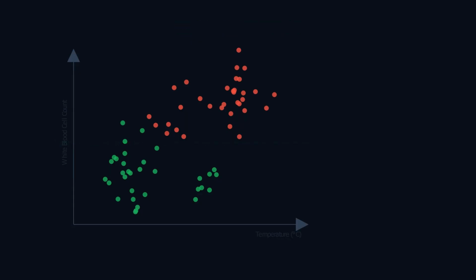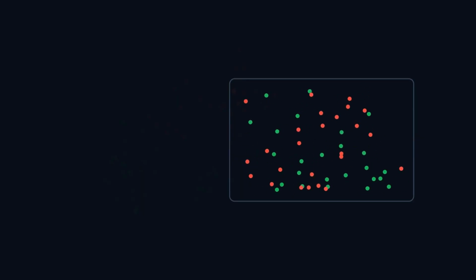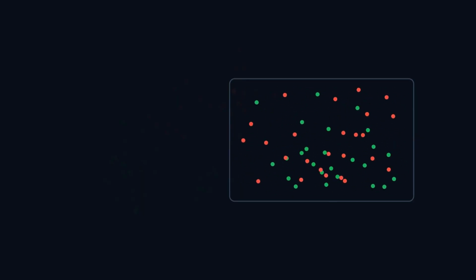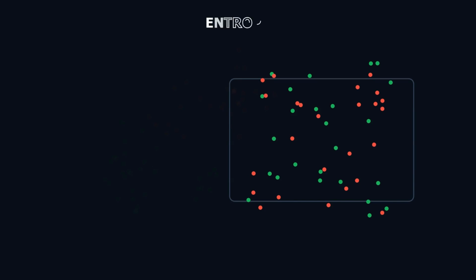So instead of asking which line looks best, we need a way to measure how mixed or pure each split is. For that, we need to think of data like a gas. Red and green particles constantly moving and colliding, completely mixed. Now imagine if they begin to separate, the system moves from disorder to order. And physicists already have a name for this. This phenomenon is called entropy.